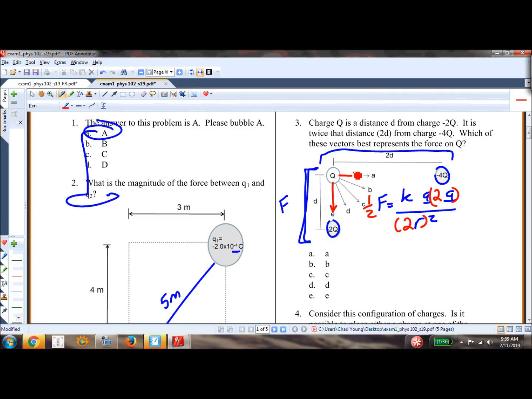And so the answer is neither A nor E. It's either B, C, or D. And the vector that's correct is D. That's number 3.